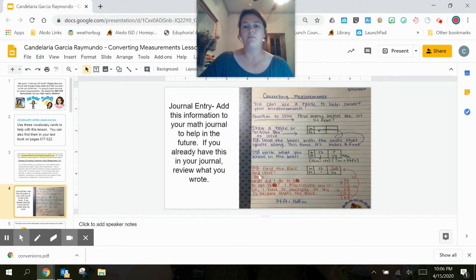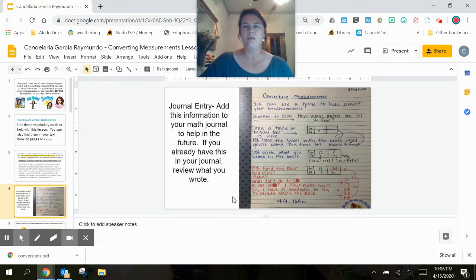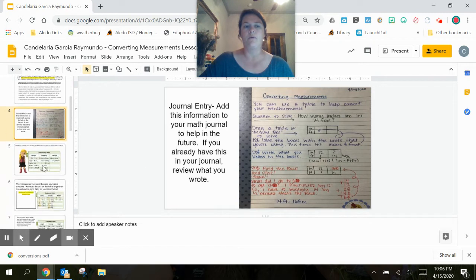Now it says find the rule and solve. So what did I do to 1 to get 12? Well, I multiplied by 12. So what do I have to do to 14? I've got to multiply by 12. That's basically it. Copy that down, throw it in your journal.